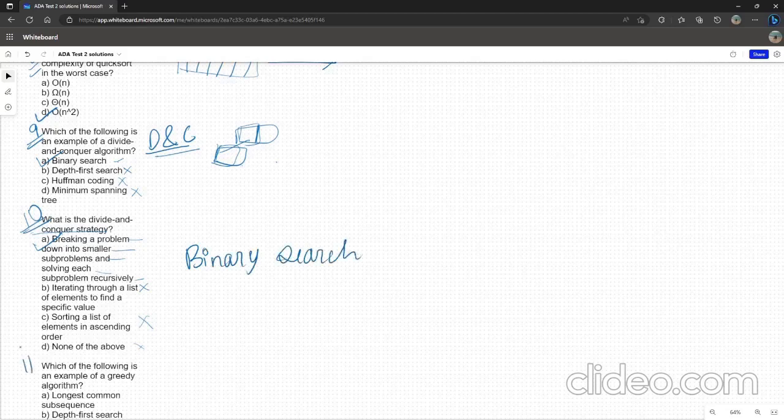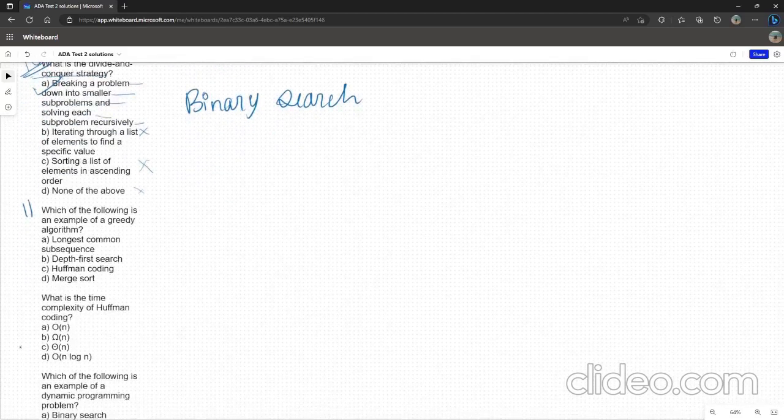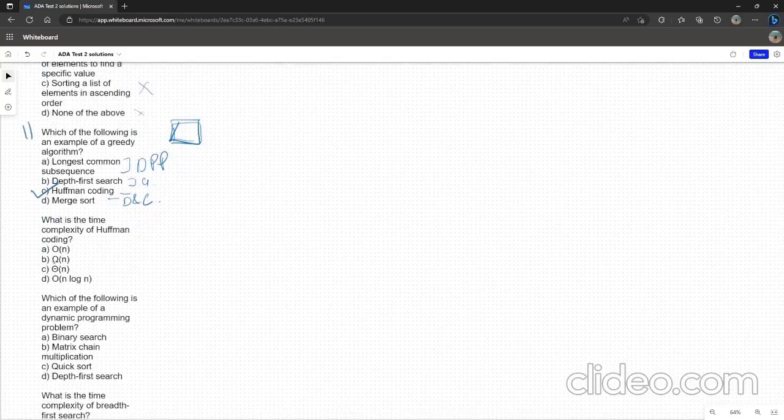Next, the 11th question asks us, which of the following is an example of greedy algorithm? Greedy algorithms choose the best case possible at any given time, and LCS is not it, it is a DP problem. Depth first search is graph problem. Huffman coding is a greedy problem. It chooses the best at any given time. Merge sort is again divide and conquer. So our correct option will be C, Huffman coding.